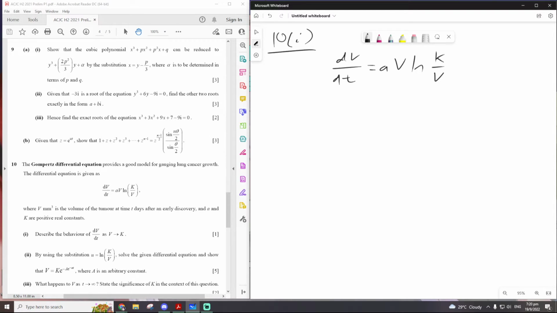Okay. As V tends to K, what is the behavior of dV/dt? K over V tends to 1, so ln K over V tends to 0. Therefore, dV/dt tends to 0 as well. Okay. The idea is that V is going to be less than K. If V is less than K, then K over V will be more than 1, then dV/dt. So dV/dt decreases to 0.